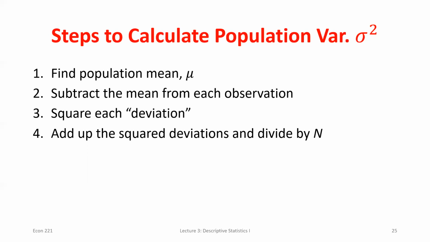And then finally, we add up all those squared deviations, and for population, we divide by capital N, the number of observations of our population. For our sample, we divide by n minus 1.